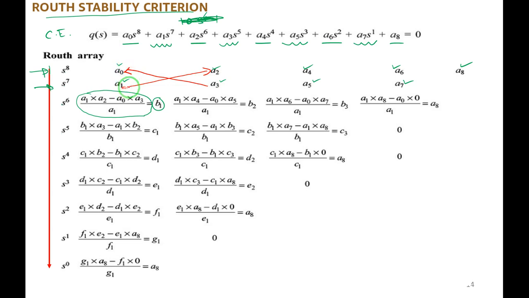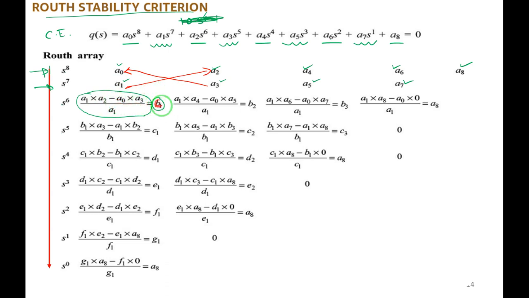So I'll start from here. First I should start from here. a1 into a2 minus a3 into a0 divided by this a1. So we will get this element. Let me call it b1. Right? I hope you are getting it. If any doubt, please unmute yourself and talk to me so that I can clarify your doubts. So this element is b1.